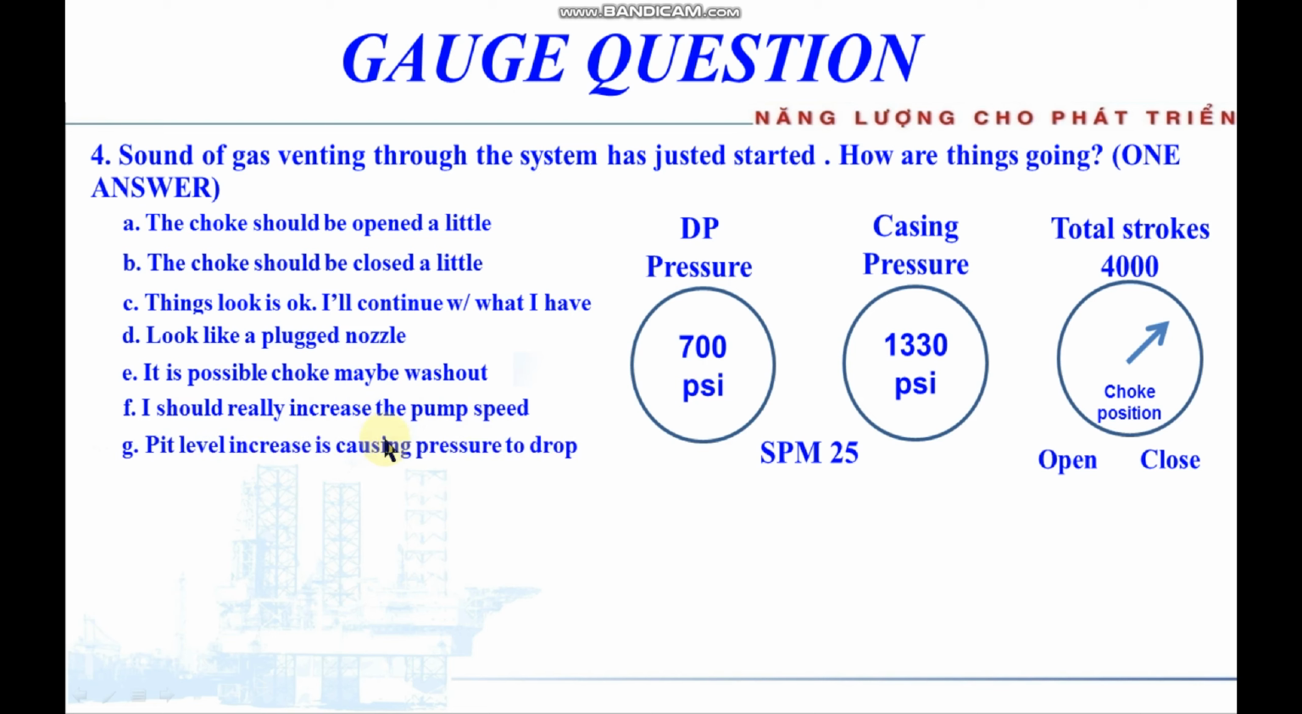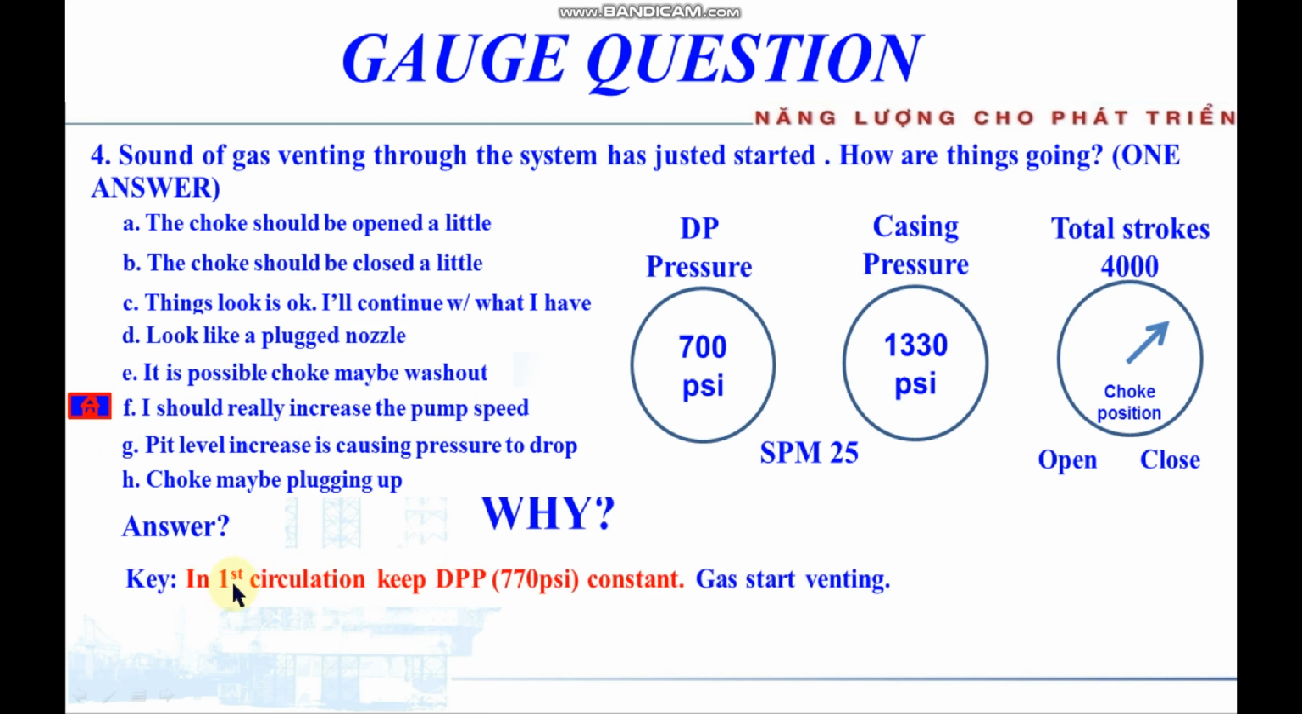G. Pit level increase is causing pressure to drop. H. Choke may be blocking up. Answer: which one? F. I should really increase the pump speed.